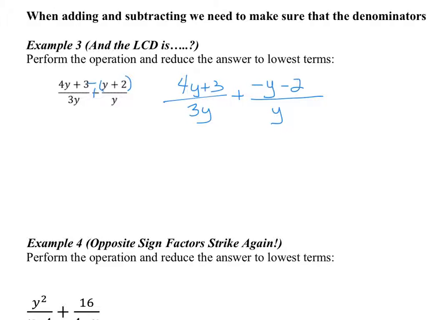So now, looking at these, we have to find a common denominator. Maybe it's obvious to you, maybe it isn't. Basically, what you have to look for are factors. So this guy is factored.